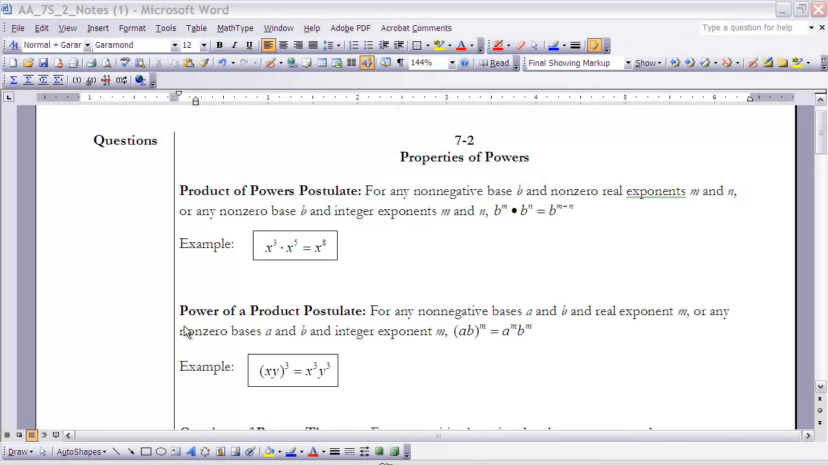So this is the notes for section 7.2, properties of powers. If you haven't done so already, please make sure that you stop the video at this time and read this section before continuing on with these notes.